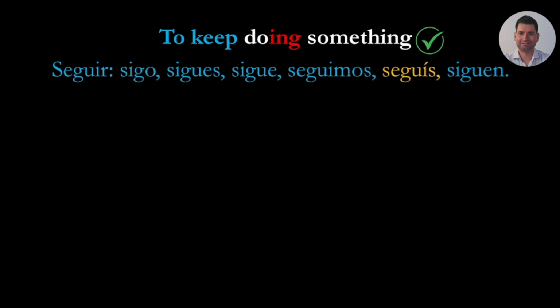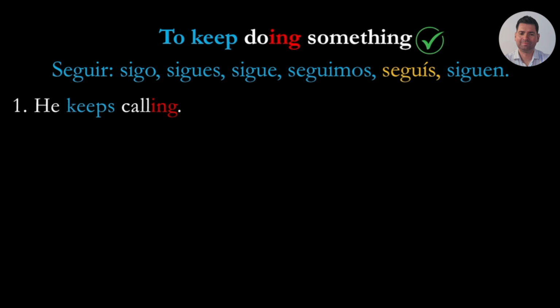Do you think you can only use ando y iendo with the verb estar? Think again. There are some verbs in Spanish that also require the endings ando y iendo, the gerund. Let's practice a couple of them. Here to keep is going to be translated into seguir. You could also say continuar. Seguir, sigo, sigues, sigue, seguimos, seguís. Vosotros in Spain, siguen.